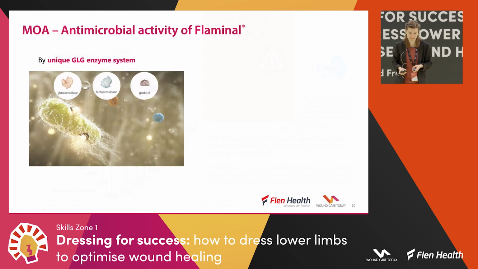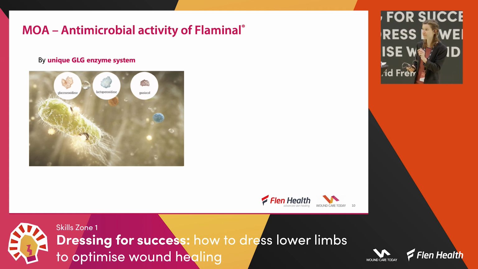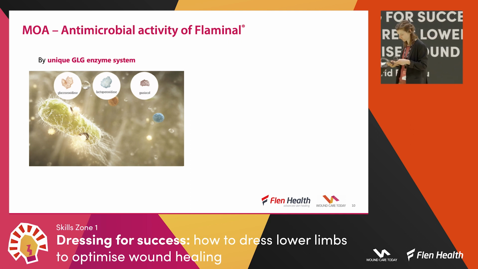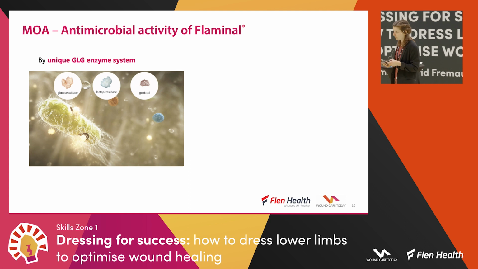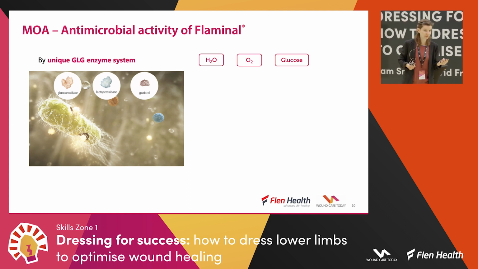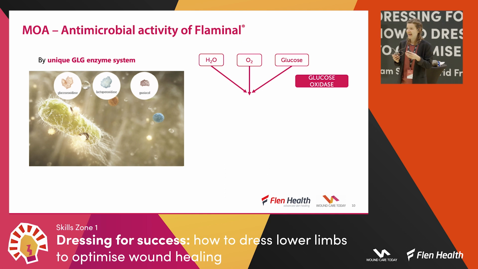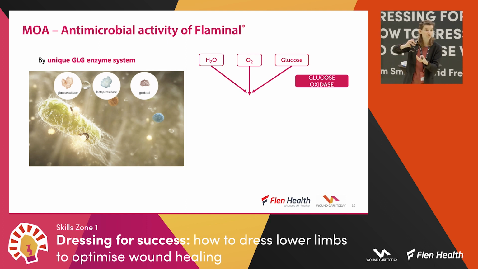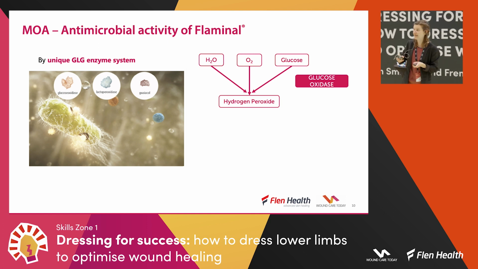Now, let's look into Flaminal, because in Flaminal there is one element, and we call it the GLG enzyme system, that is an antimicrobial element. How does this work inside Flaminal? It works with two enzymes, glucose oxidase and lactoperoxidase. I tend to compare these enzymes with small factories, a factory that needs inputs to manufacture something and then create output. The very first enzyme is such a small factory. Glucose oxidase needs water, oxygen and glucose to start manufacturing and developing the output, and that is hydrogen peroxide.